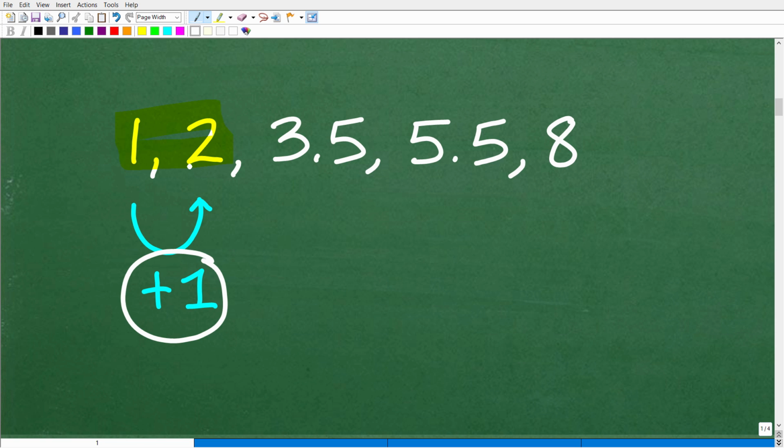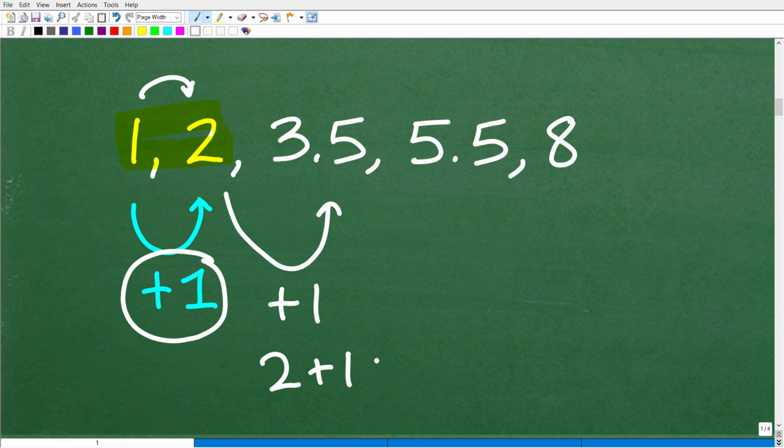All right, so if adding 1 to the previous term, or the number in this pattern, to get to the next number is the rule, well, let's go ahead and test that. So we'll take this 2 and we'll add 1, and what happens? Well, 2 plus 1 is obviously 3, and the next number in this sequence is 3.5, so that doesn't look like it is going to work.